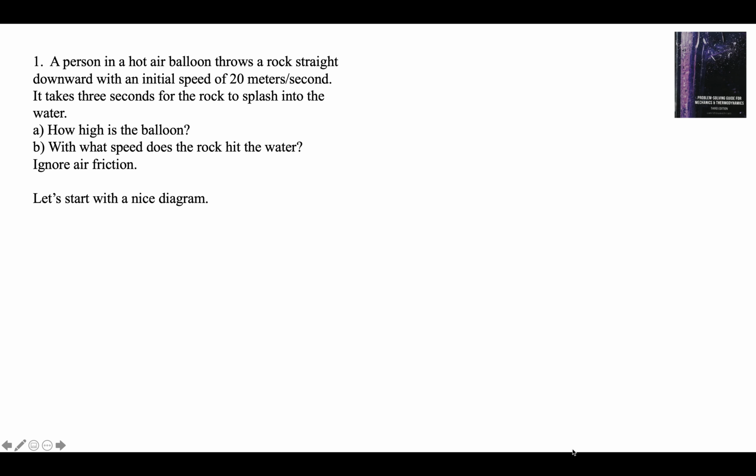We're going to ignore air friction. Let's start with a nice diagram. Here's a hot air balloon. Let's put some water there. Okay, some distance above, and you throw it down 20 meters per second. Hits the water 3 seconds later. How high is the balloon? With what speed does the rock hit the water?